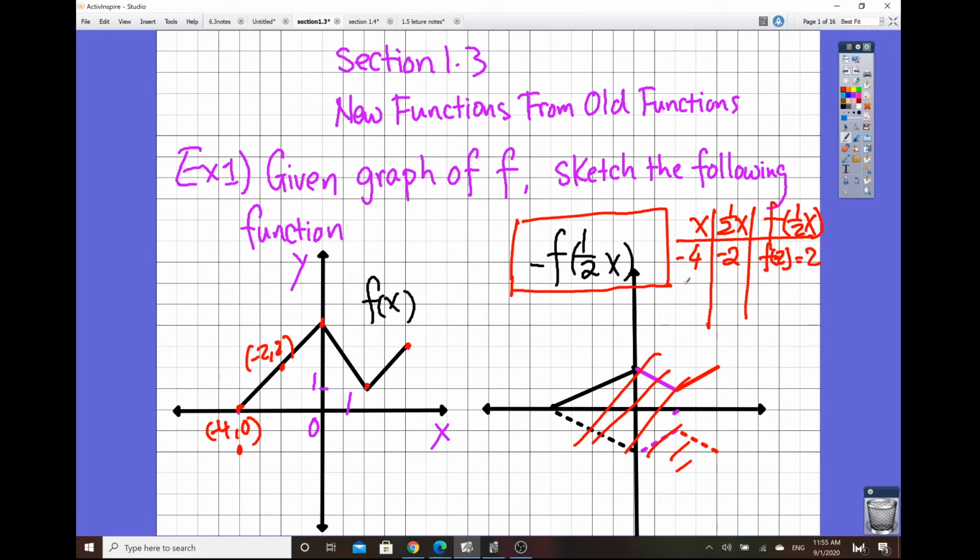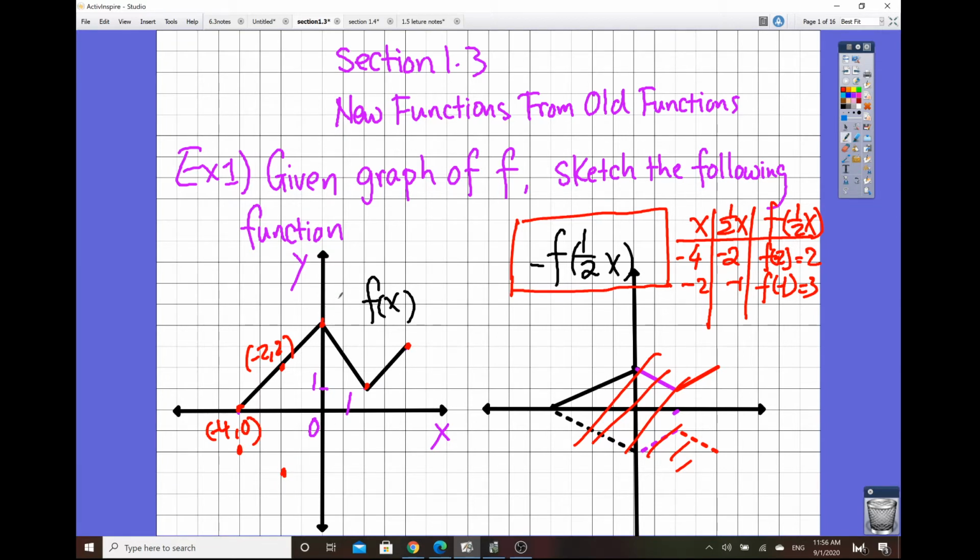For x equals negative 2, negative 2 times 1/2 gives us negative 1, so f of negative 1. According to the original graph, f of negative 1 is all the way up here, which is 1, 2, 3. So that's 3. Then we reflect over the x-axis, so it turns out to be negative 3. For this position, it's going to be down here at negative 3. So once again, we find those points.